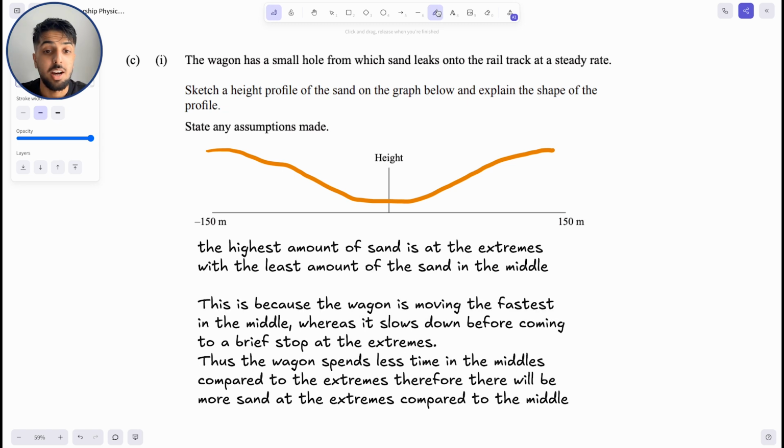So we can write that down. The highest amount of sand is at the extremes, with the least amount of sand in the middle. This is because the wagon is moving the fastest in the middle, whereas it slows down before coming to a brief stop at the extremes. Thus, the wagon spends less time in the middle compared to the extremes, therefore there will be more sand at the extremes compared to the middle.